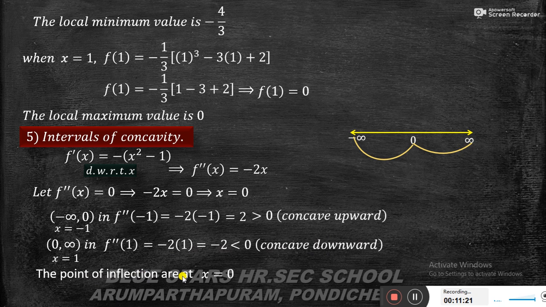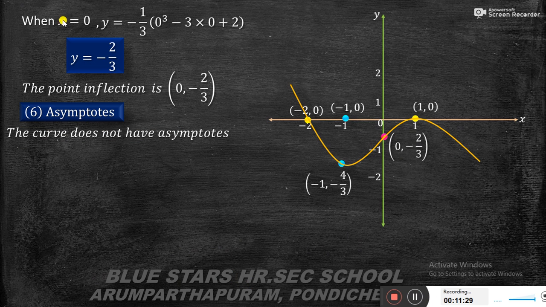Therefore the point of inflection is at x equals 0. So the point of inflection is x equals 0, we substitute it in the given function. The given function is y equals minus 1 by 3 x cubed minus 3x plus 2. So I substitute x equals 0. So x equals 0 means minus 1 by 3 times 0 minus 3 into 0 plus 2. That means y equals 2 by 3. This is the y point. Therefore the point of inflection is 0 comma 2 by 3.